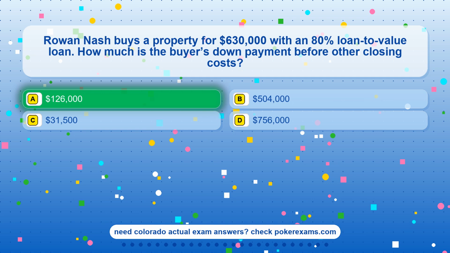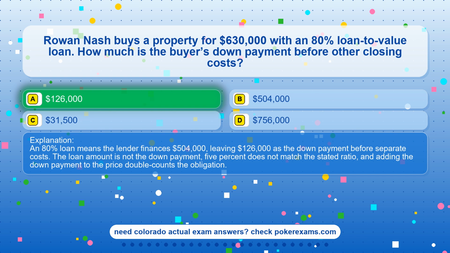The correct answer is option A. $126,000. An 80% loan means the lender finances $504,000, leaving $126,000 as the down payment before separate costs. The loan amount is not the down payment, 5% does not match the stated ratio, and adding the down payment to the price double-counts the obligation.